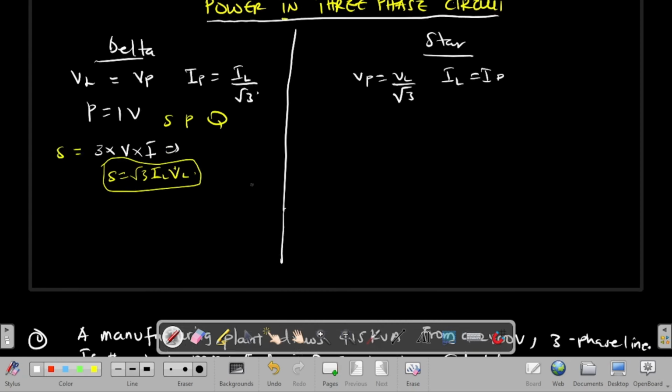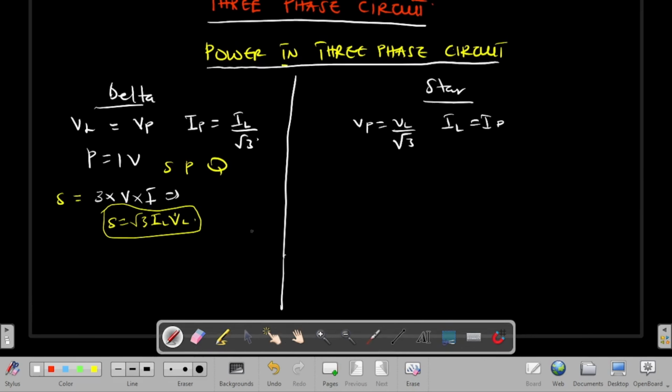As I said, you first find the power for the phase and multiply by 3. You realize that your VL and your VP are the same. So our S is actually equal to VP times, now our I becomes IL over root 3. We are trying to make sure that we are finding the power for one single phase, so VP times IP.